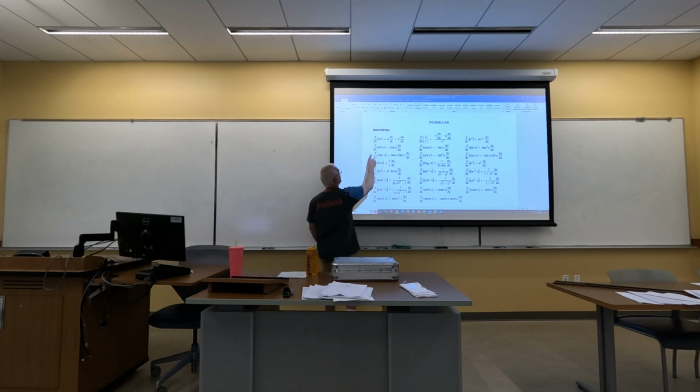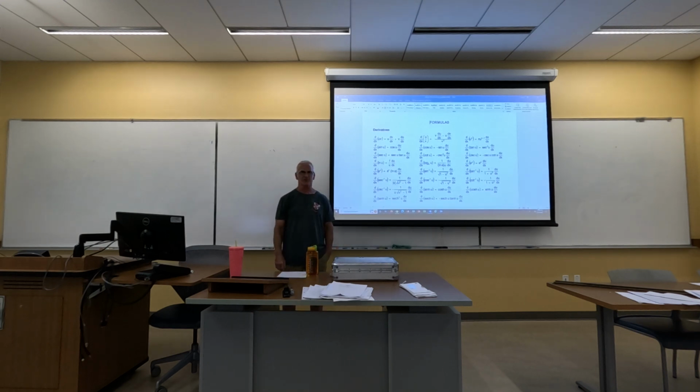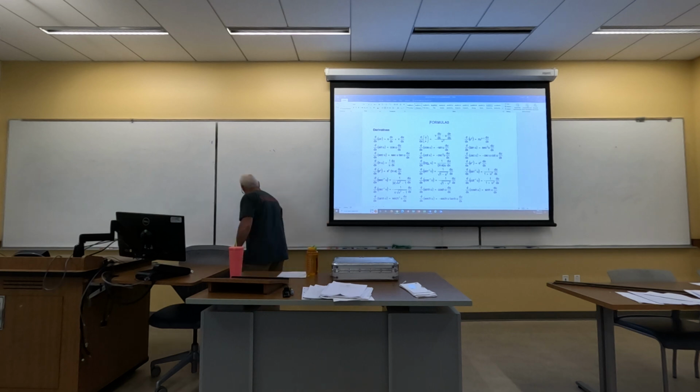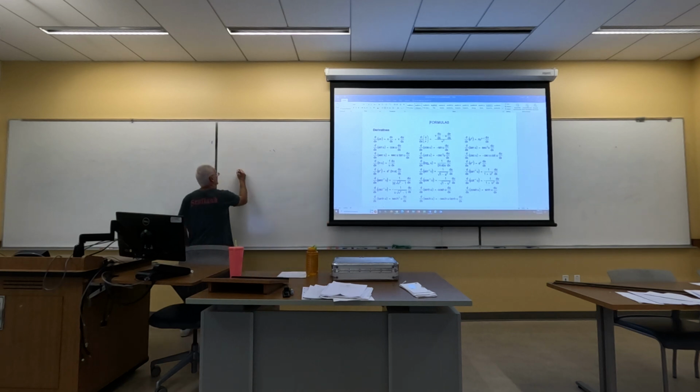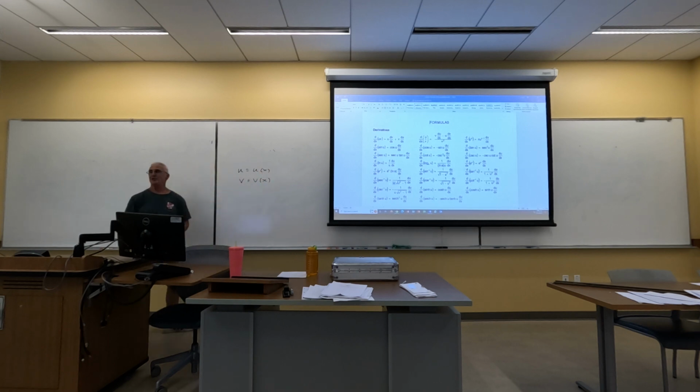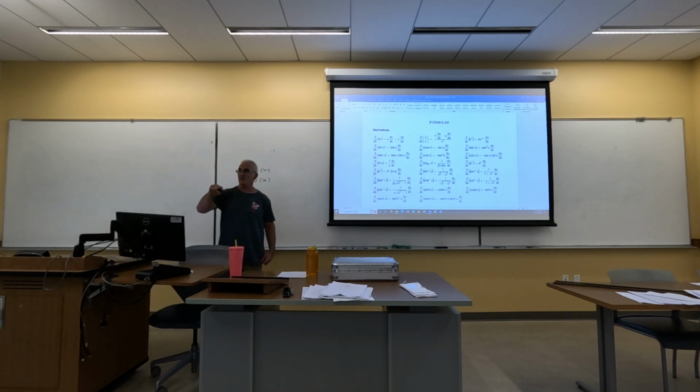I'm asking you to do d dx of u times v. There's no x's. Does that feel weird? It should, except this is the universal way of doing things. We shorthand the notation just to make it easier. U and v are functions of x. So I'm doing the product rule. First times derivative of second, plus second times derivative of first. That's exactly what it is.